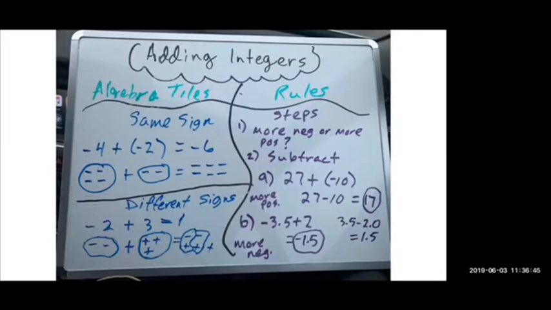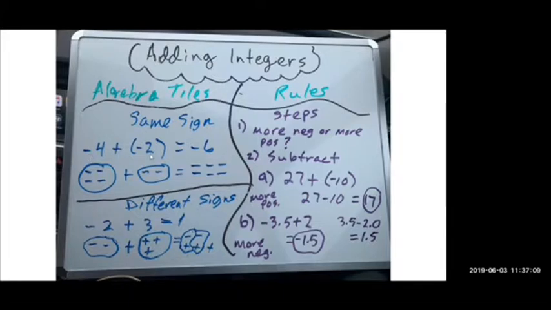Now, first of all, I'm going to demonstrate it on the left side with algebra tiles, and then we'll deal with the algebra with integers on the right side. So join me on the blue side first. So here we have a math sentence where we're adding integers with the same sign, that is -4 plus -2.